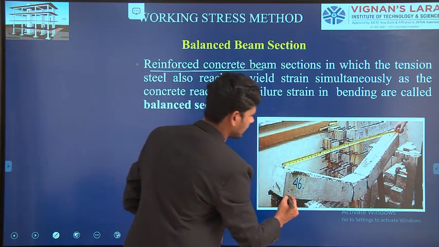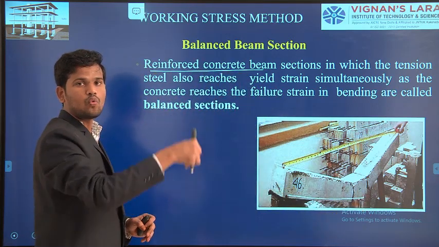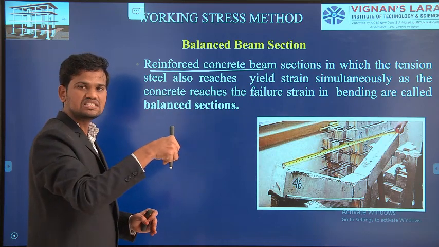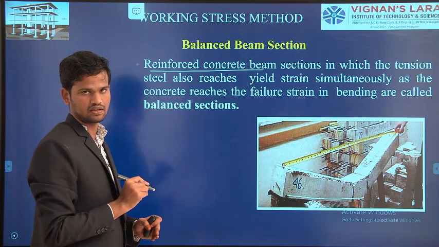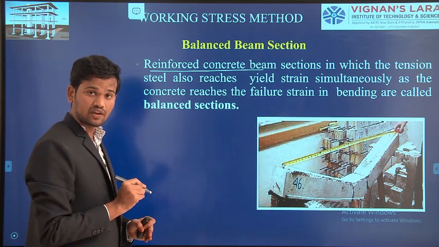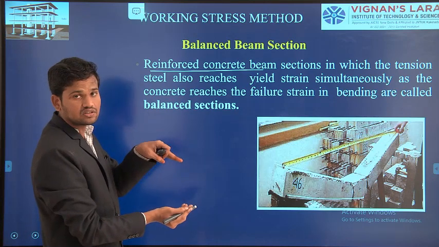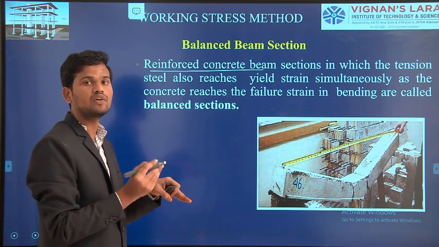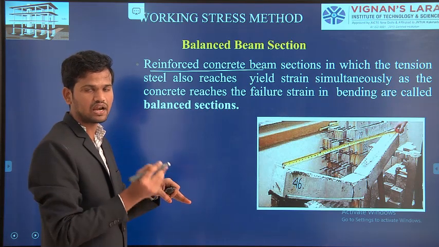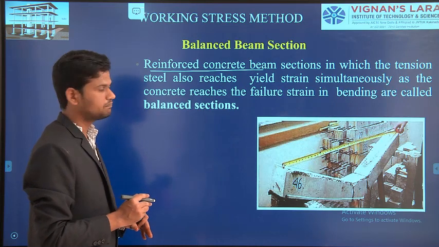Suppose this is the rectangular beam. In this rectangular beam, I am applying the load. While applying the load, the steel will fail simultaneously along with the concrete. Steel is also failing along with the concrete. That means this section will fail. If both steel and concrete fail at a time, that section will be called a balanced section.